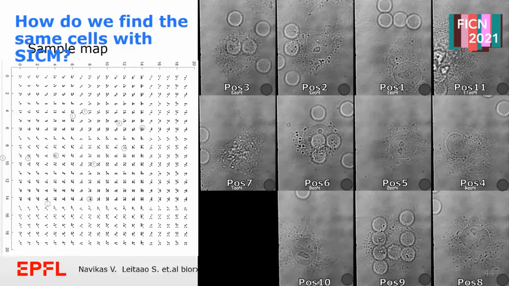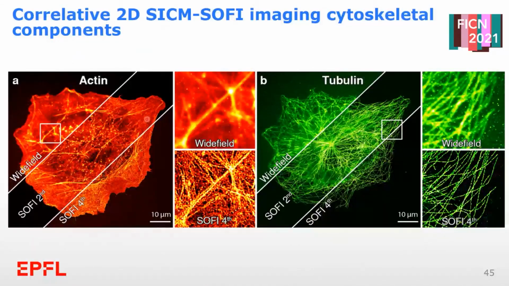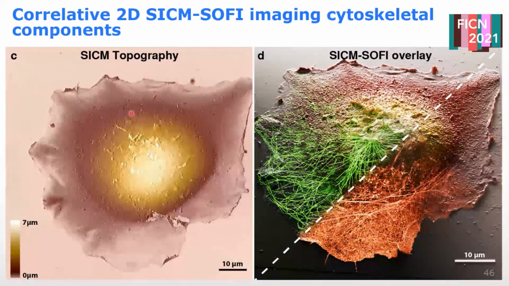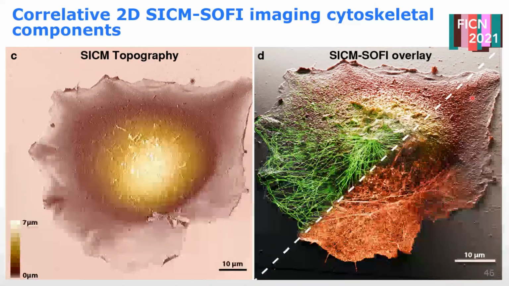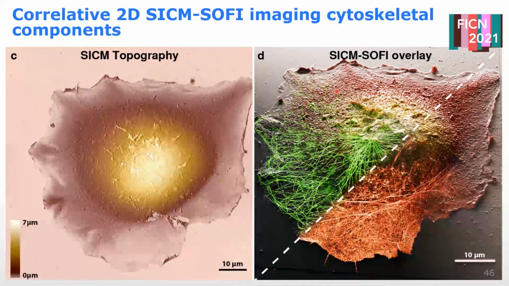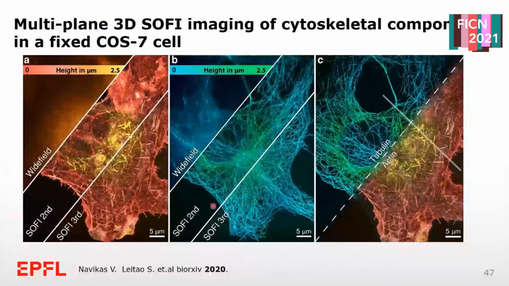So what we can then do is we can do this nice actin imaging, tubulin imaging, and finalize with this scanning ion conductance microscopy, performing the necessary alignment between the two modalities in order to have the two images correlated. We built this nice SICM-SOFI overlay, and that was first done in a 2D geometry, but then we also did it for the 3D.